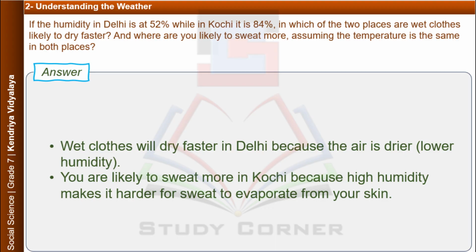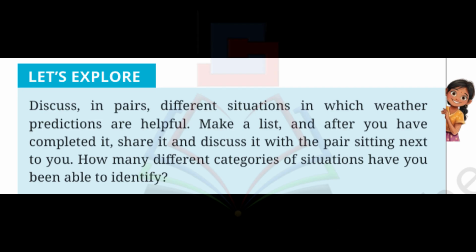Answer: wet clothes will dry faster in Delhi because the air is drier, lower humidity. You are likely to sweat more in Kochi because high humidity makes it harder for sweat to evaporate from your skin. Page number 41. Let's explore.